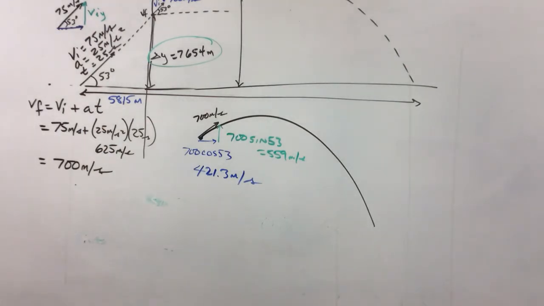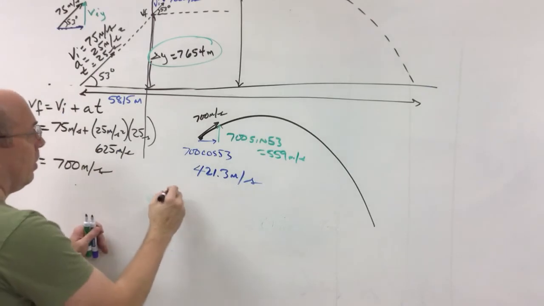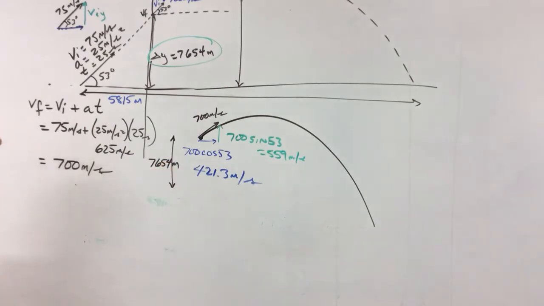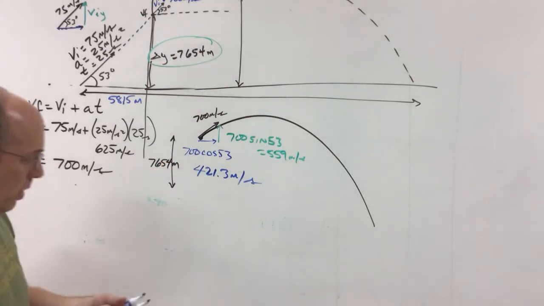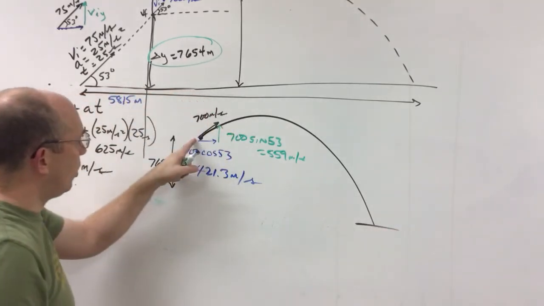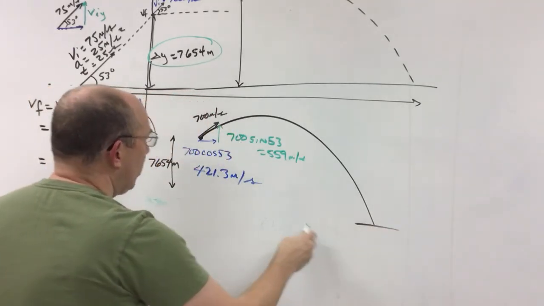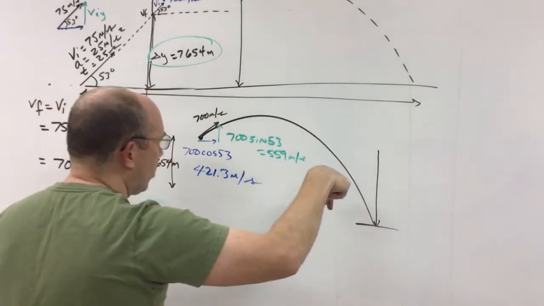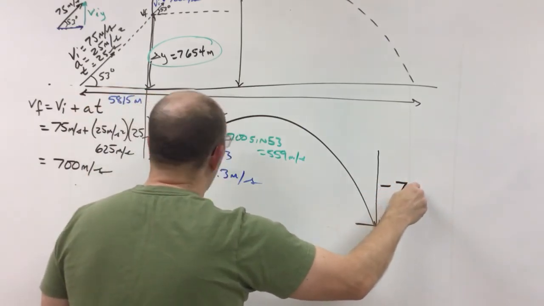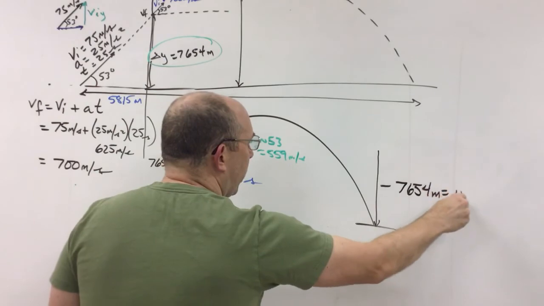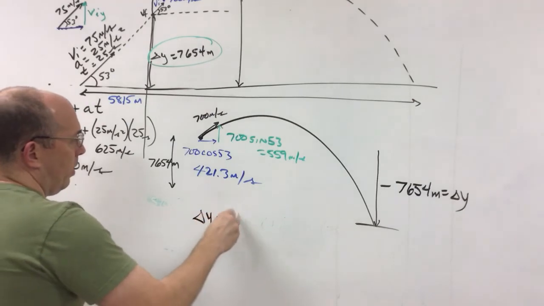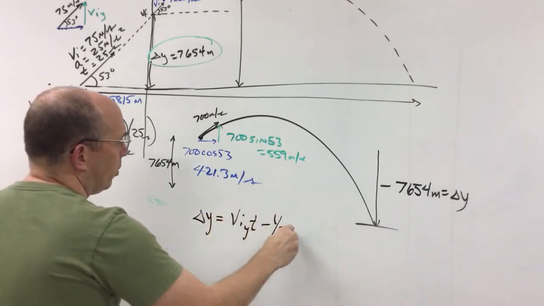Now there are lots of ways we can do this. I'm going to solve the time first. Remember, at this point, we know our vertical displacement is 7654 meters, which means the rocket starts at 7654 and ends at 0. That means the displacement for that interval of motion has gone down. Since that's down, it's negative 7654 meters. That's equal to my delta y, my vertical displacement. And remember, we have this function: delta y is v_iy t minus 1/2 g t squared.